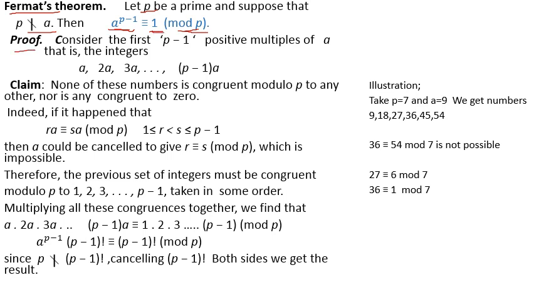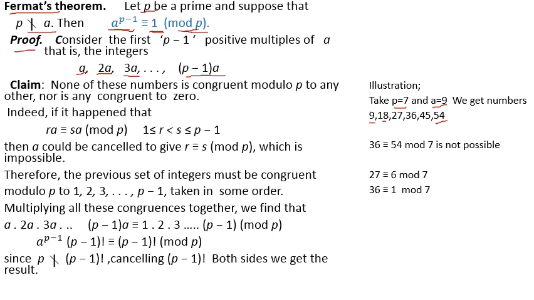The proof goes like this. Consider multiples of A: A into 1, A into 2, A into 3, up to A into P minus 1. See, for example, if prime number P is taken as 7, and A is any number, say 9. See that 7 doesn't divide 9. 7 and 9 are relatively prime. Now you take all multiples of 9: 9 into 1, 9 into 2, up to 9 into 6, that is, P minus 1 into A.